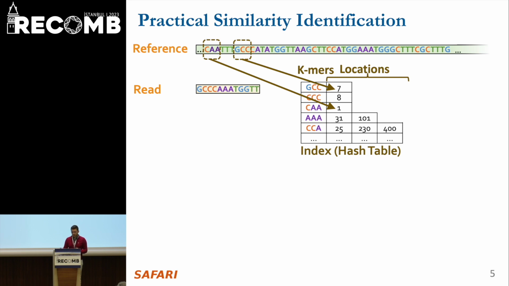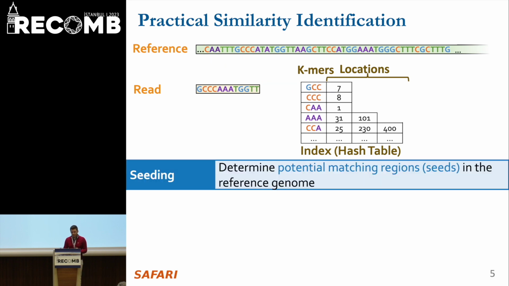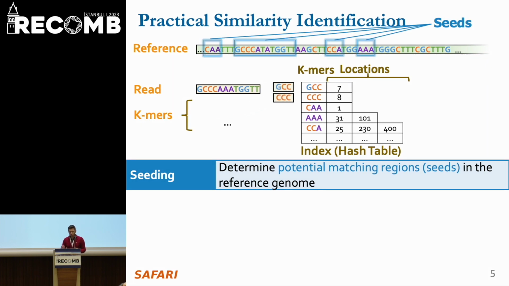To identify the similarities, we usually apply several heuristics in several steps. For example, a seeding step can determine the potential matching regions between the read and the reference genome by extracting k-mers from a read and then identifying where they appear within the reference genome, which we call candidate regions or seeds.